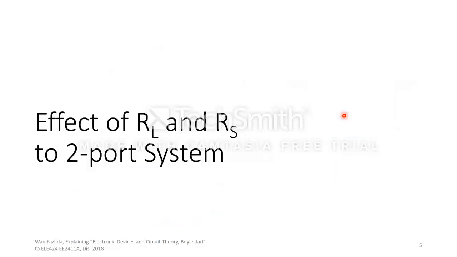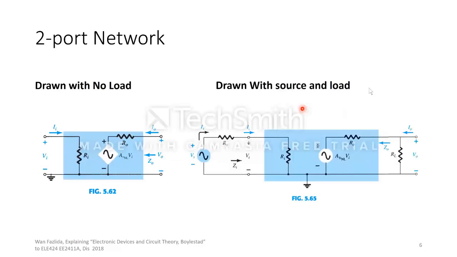So now we will look at the effect of RL and RS on the two-port system. This is a two-port network. The figure on the left is drawn with no load, meaning the output port is just an open circuit. But the figure on your right is drawn with source and load. At the output port, RL is added as the load resistance, so the output voltage is taken as the voltage drop across RL. The output impedance is seen after RL, meaning that when you consider the output impedance, RL is not included.